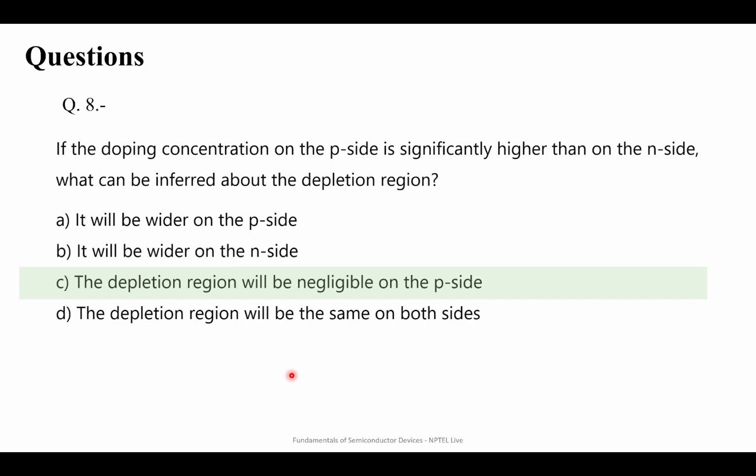So you just saw the formula. So if your Na is very much greater than your Nd, like several orders of magnitude, then your depletion width on the P side will be several orders of magnitude lesser than the depletion width on the N side. So you can ignore the depletion region in the P side compared to the N side.